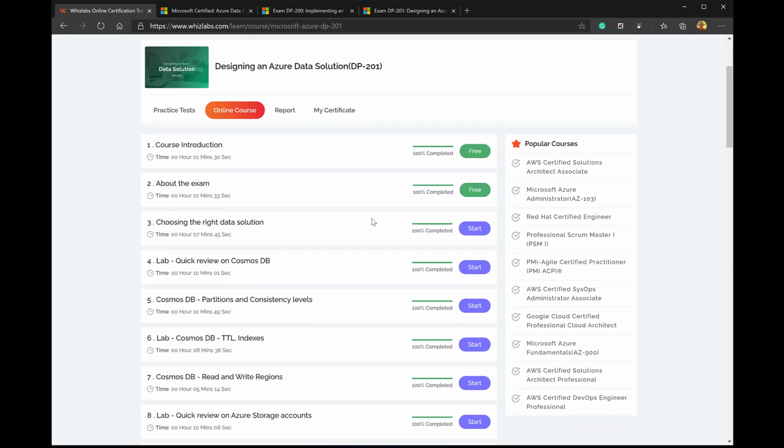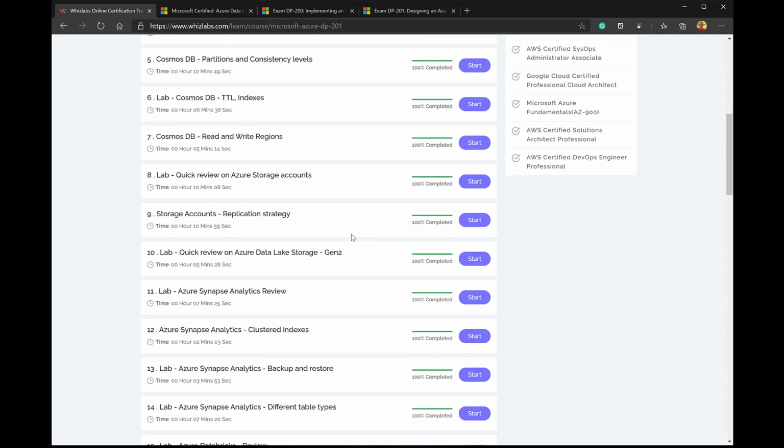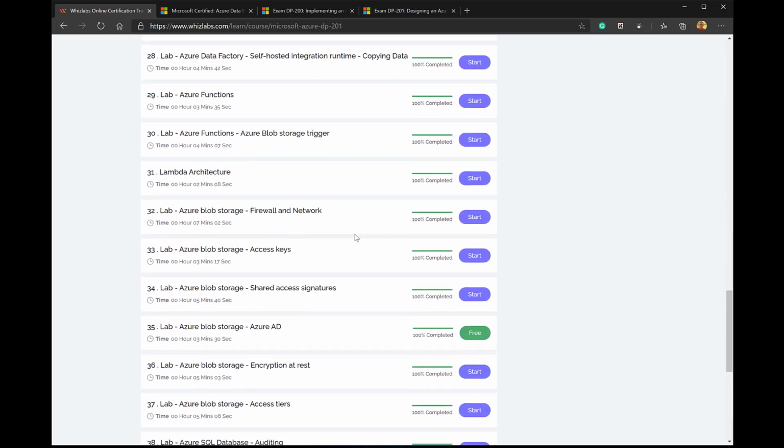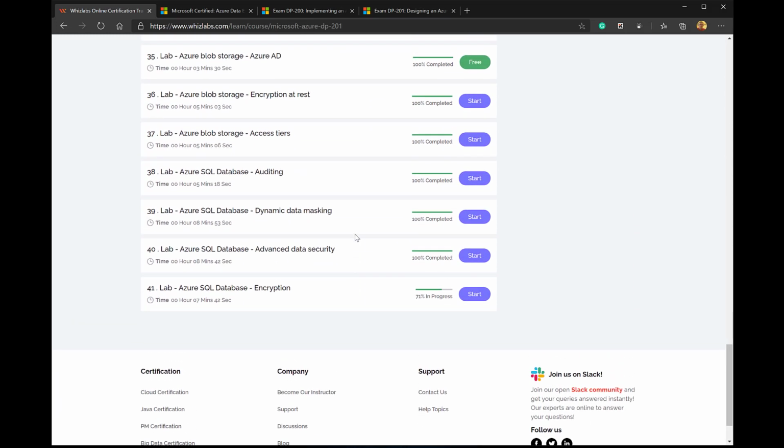So for the designing an Azure data solution DP-201 exam, I did the exact same thing. I went to the online course, I went through the labs. For this particular exam, there are 41 labs. So I went through pretty much all of them apart from the last one here. And then I basically looked at the practice tests.